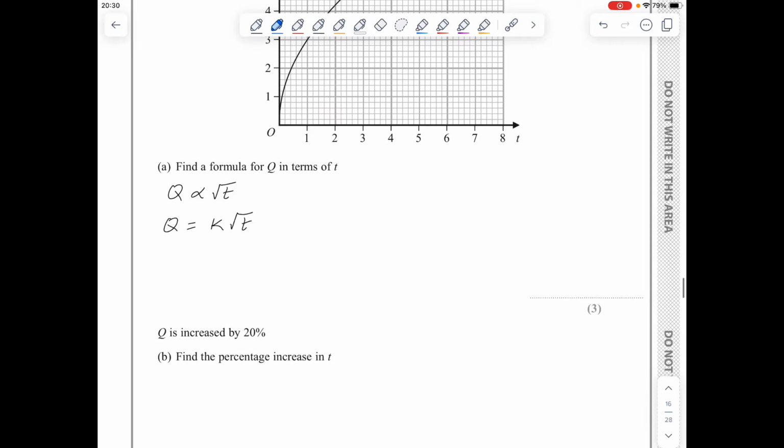So let's go back to part A. Let's replace q with 6 and t with 4. Now this will give me a value of k which is equal to 3. Now don't stop here. The actual answer, the answer that will give you the final mark, is the formula q equals 3 square root of t.